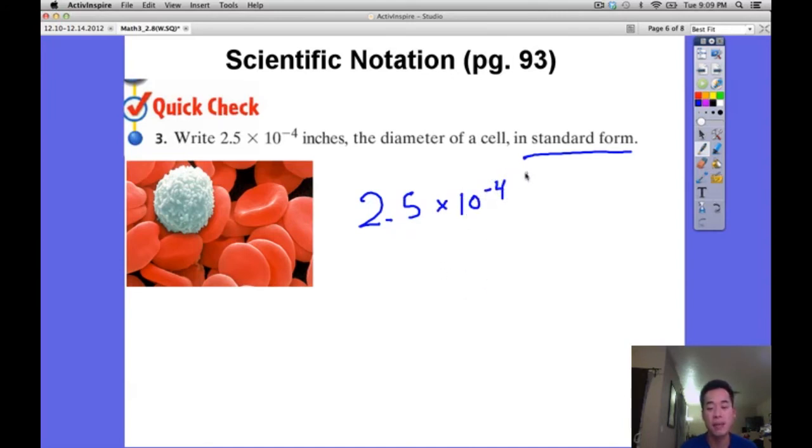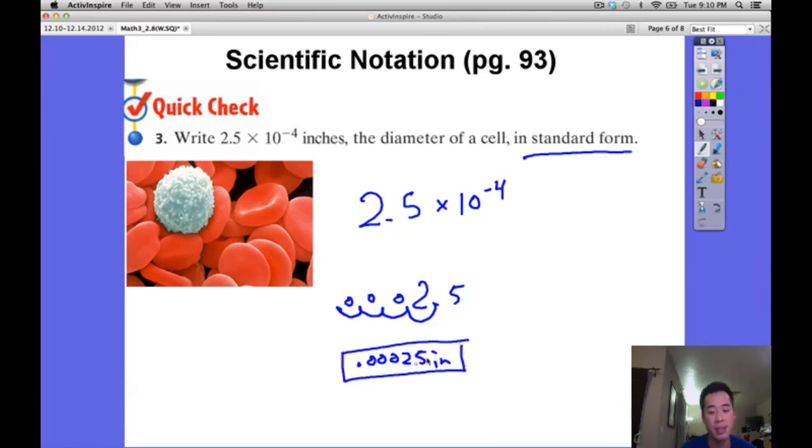And this is a negative exponent, so that means I need to make the number smaller. You can think about it as a negative number means small, so my final answer, if I write it out in standard form, is going to be much smaller. So just write 2.5, move the decimal 4 times to the left, 1, 2, 3, 4, put the decimal, fill in with zeros. So my final answer in standard form is going to be 0.0025 inches. And that is standard form.